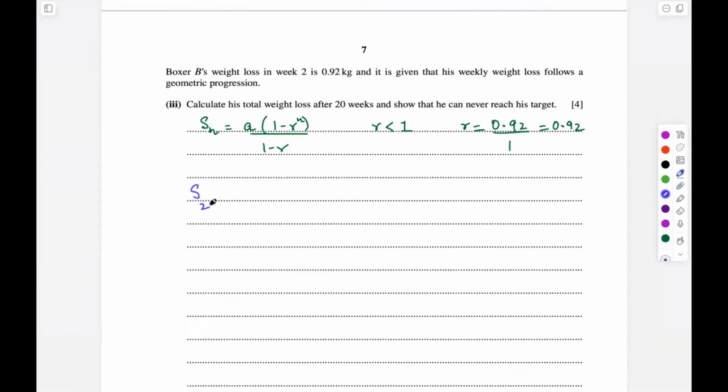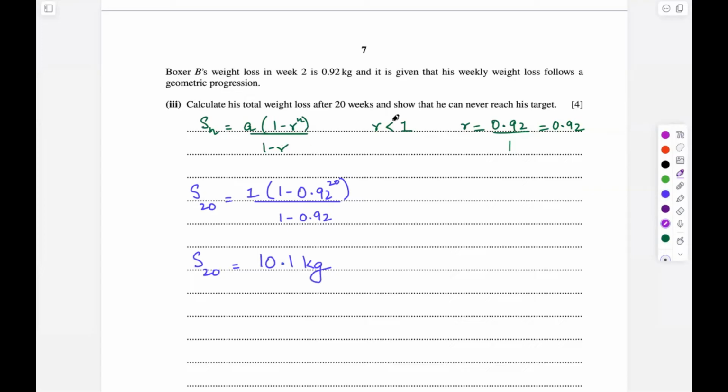Finding the sum after 20 weeks, that will be equal to a, which is 1, into 1 minus 0.92 to the power 20, divided by 1 minus 0.92. Substituting this in the calculator, the sum after 20 weeks will be equal to 10.1 kg.